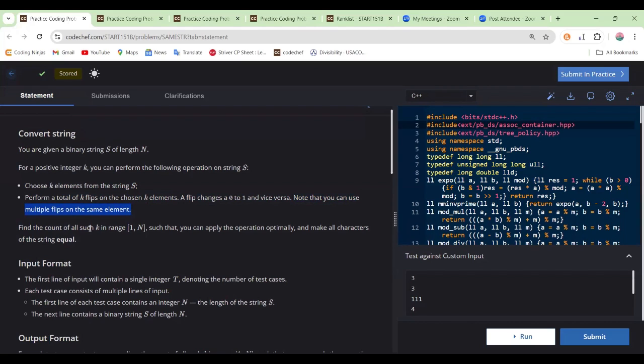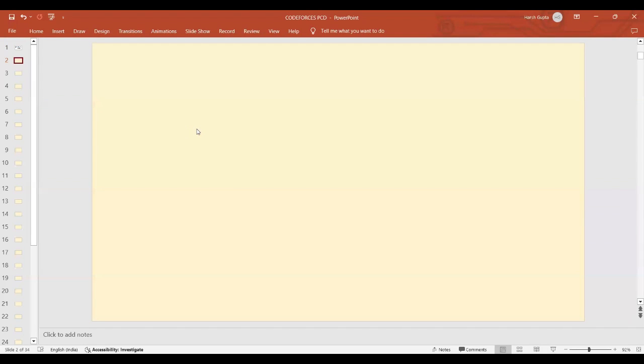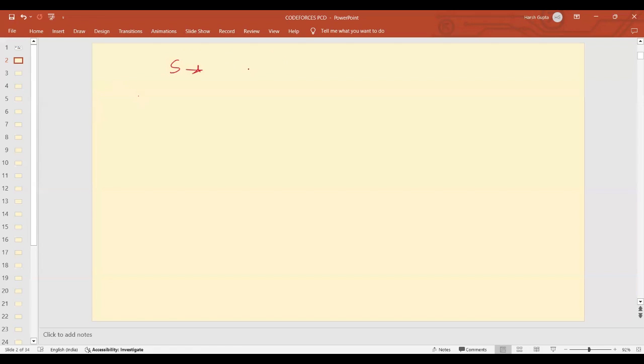So you need to count all such k in the range 1 to n such that you can apply the operation optimally and make all characters of the string equal. Okay. So let's understand the question with the help of an example. The question statement is that you are given a string s. Let's suppose s is 0, 1, 0, 1, 1.